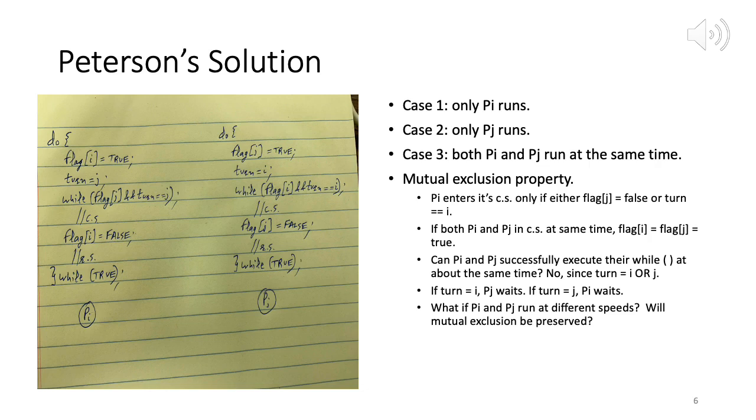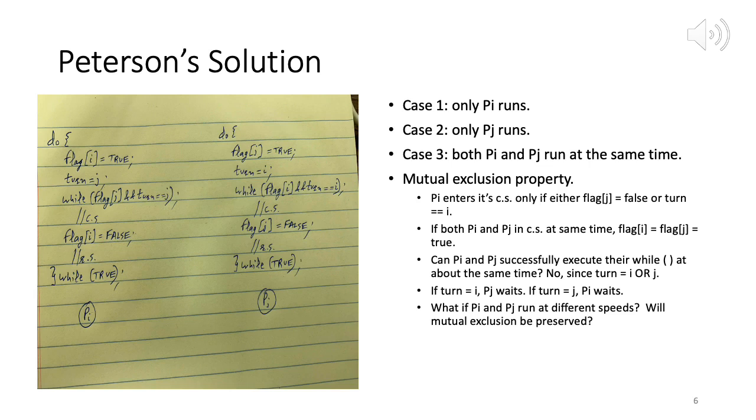Scenario 1, only Pi runs. Both of them can execute, both are processes or threads. So scenario 1, only Pi runs. Pj doesn't run at all. So what happens? Flag I is true, turn is j, goes to the while. So what will happen? Will it wait or will it bypass? Will it enter the critical section? Only Pi is running. So what about flag j?